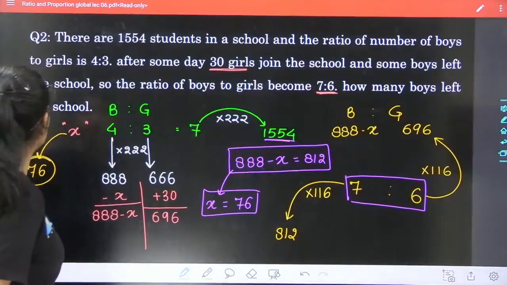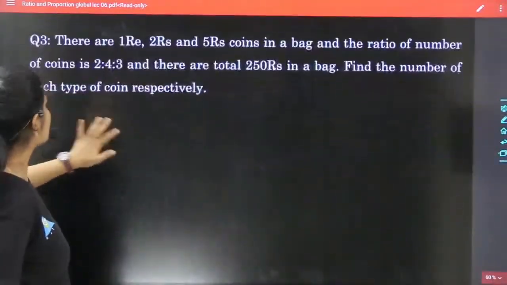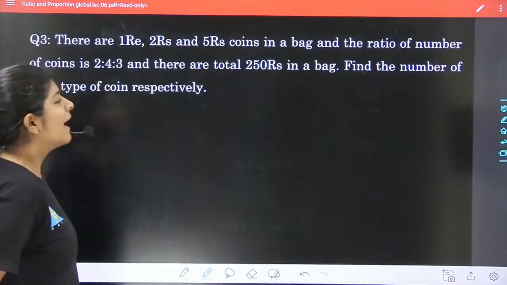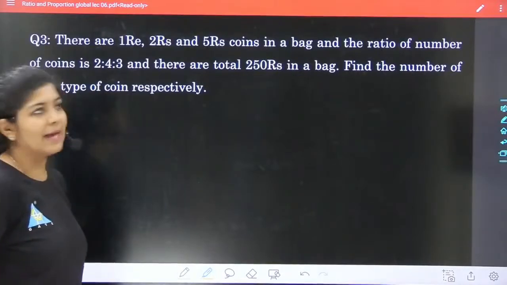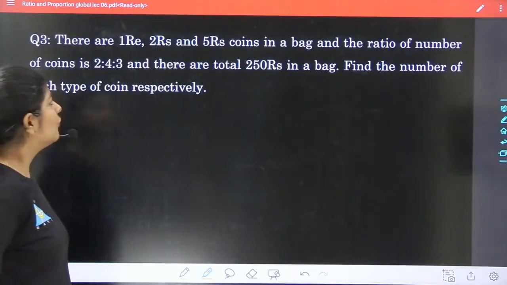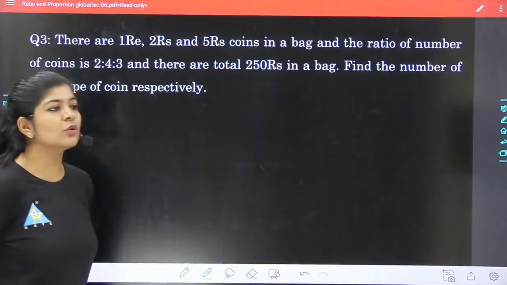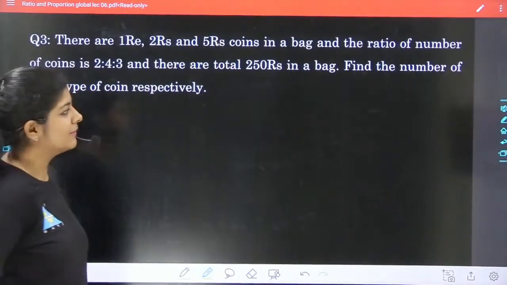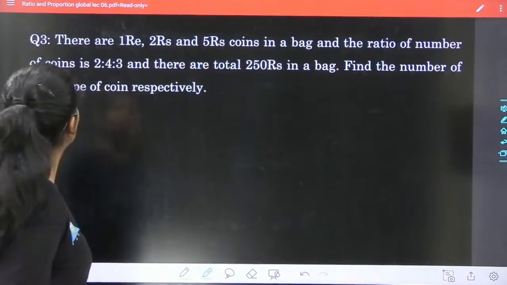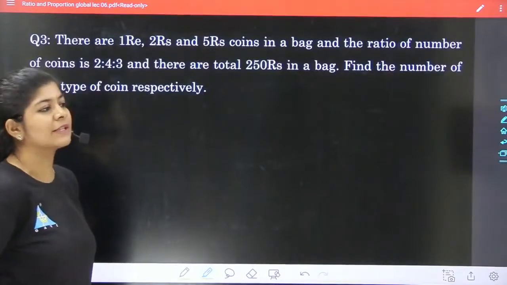Okay. Now let's move to the next question, which is our question number 3. There are 1 rupee, 2 rupees and 5 rupees coins in a bag, and the ratio of the number of coins is 2:4:3, and there are total 250 rupees in the bag. Find the number of each type of coin respectively.